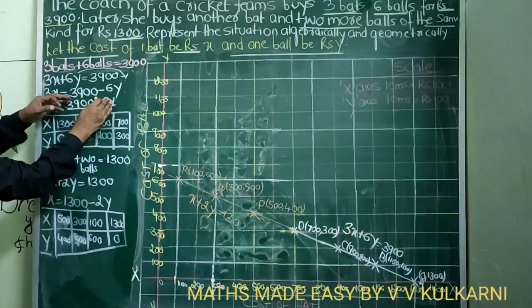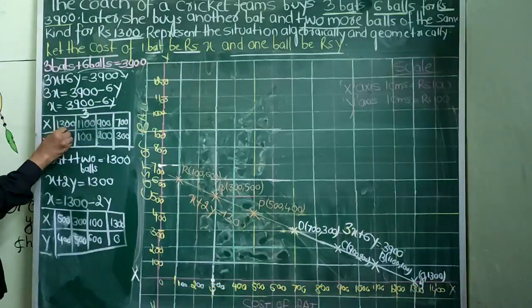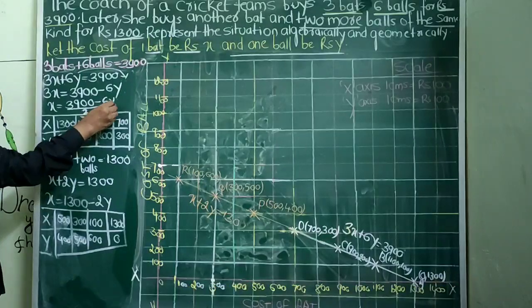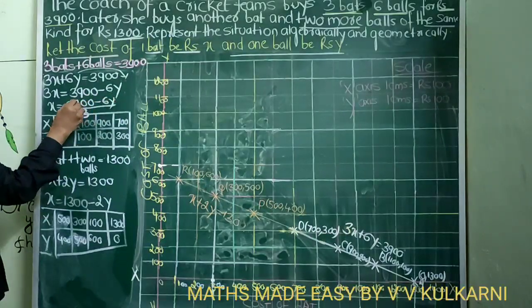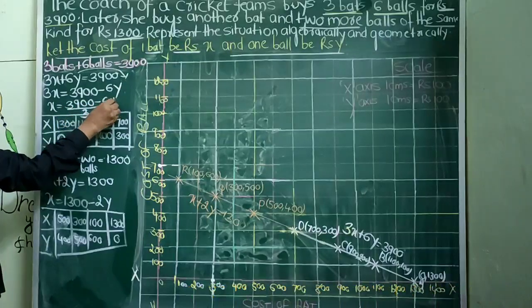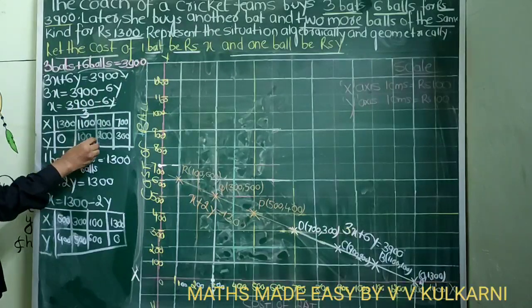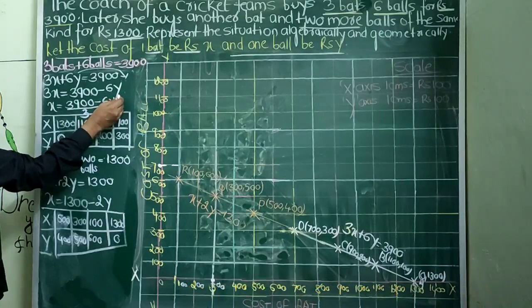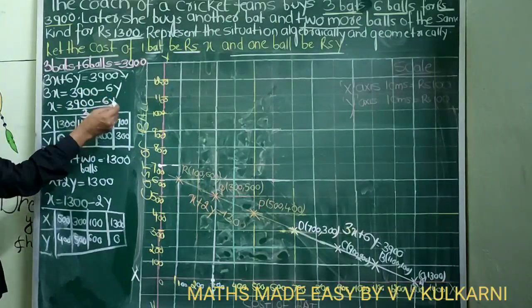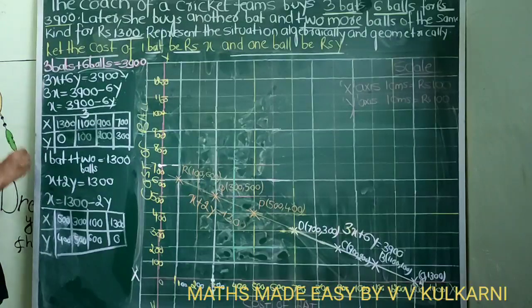So 3900 divided by 3, I'll be getting 1300. Suppose if I take Y as 100, then 6 into 100 is 600 and 3900 minus 600 is 3300, which again if you divide by 3, you will be getting 1100. Suppose if I take Y as 200, then it will become 1200. So 3900 minus 1200 will become 2700, which will be again 900.